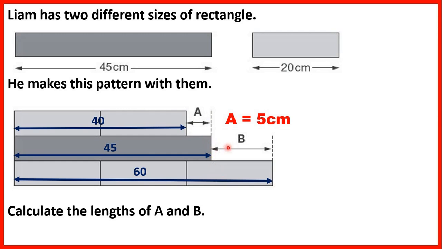Then for B, we can see that that's the difference between 45 and 60. So 60 minus 45 is 15, because 45 plus 15 is 60. So the length of B must be 15 centimetres.